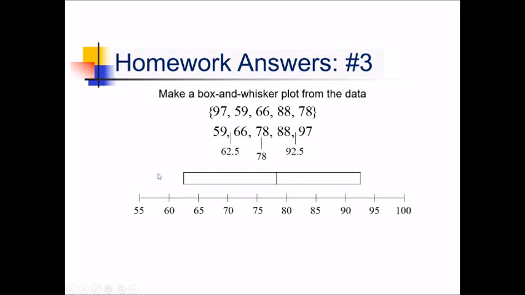And now I also have to get my whiskers in there, representing the rest of the 50% of the data that's less centralized. So we're going from basically 59 to 97. So we have one whisker coming out here to about 59, right about here, and another one going out to 97, which is about here. So there we go.